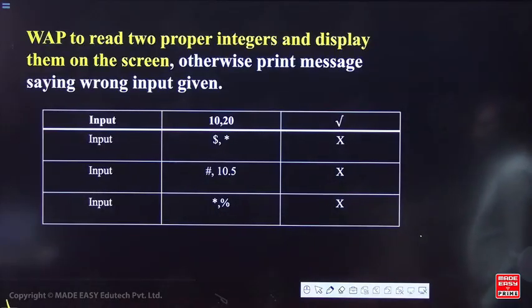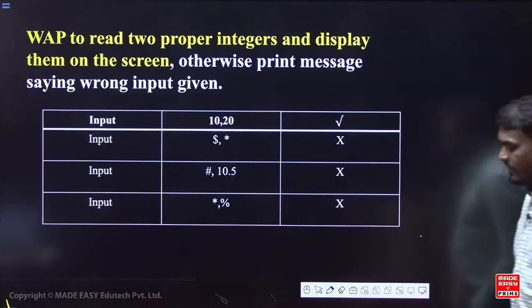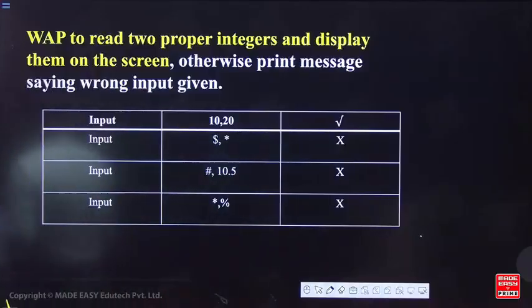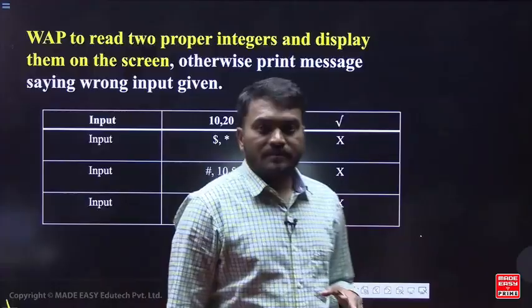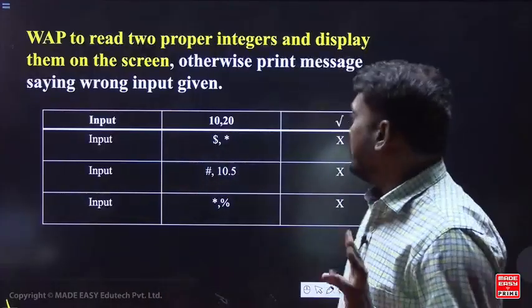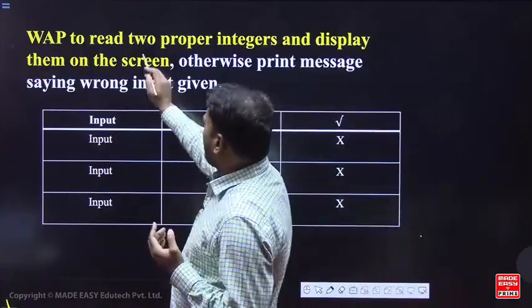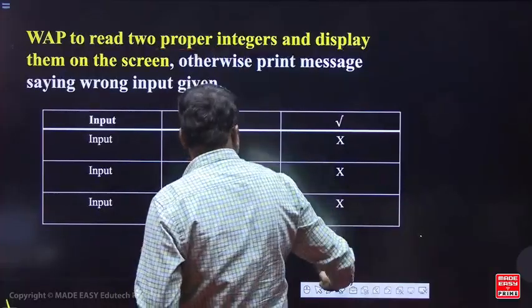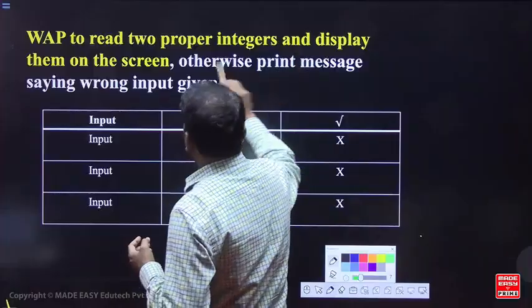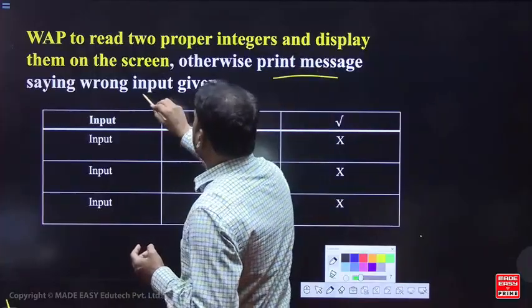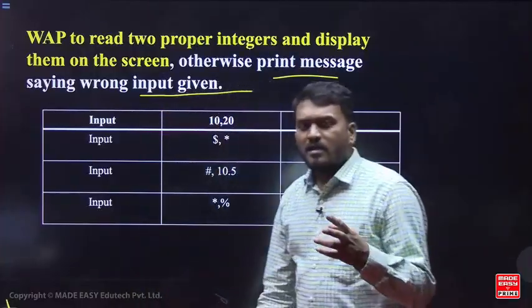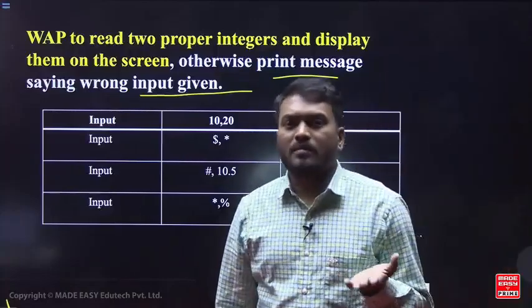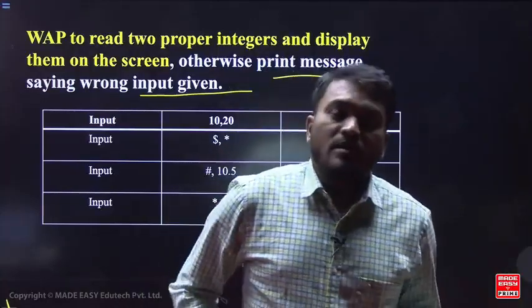So you need to write the program for this. Now, what is the meaning of the question? What is my requirement? Just listen carefully. Write a program to read two proper integers and display them on the screen. Otherwise, print a message saying wrong input given. I want to read the two proper integers.